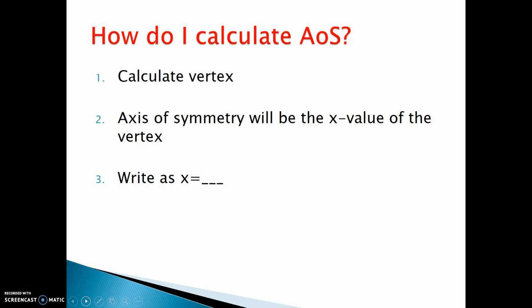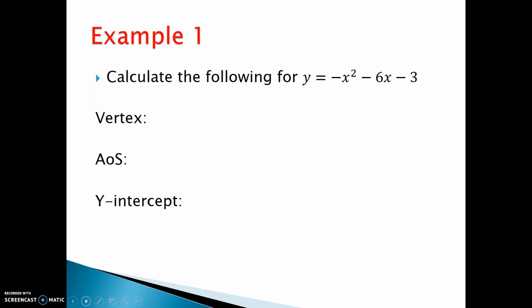Now the axis of symmetry, which is nice. Once you have your vertex, once you have your x, comma, y, it's just a matter of taking my x value. That is where my axis of symmetry is going to cross through. So we write it as x equals whatever that value may be. Okay, so let's jump into example 1. We'll start off with the vertex, get into the axis of symmetry as review, and then jump into the new part, the y-intercept.